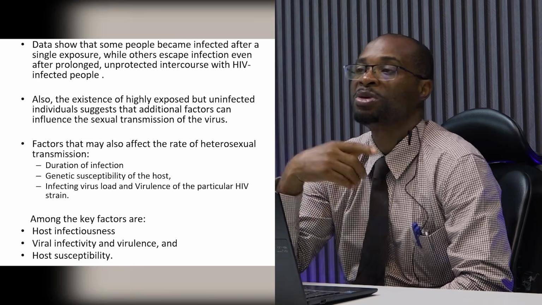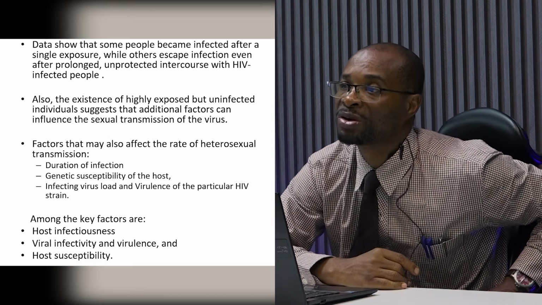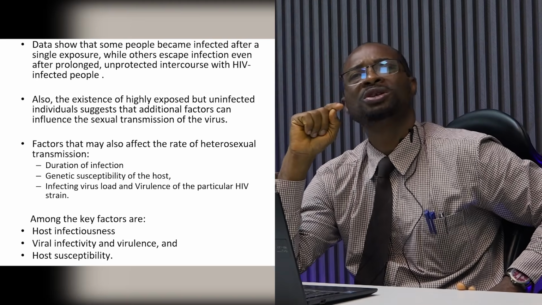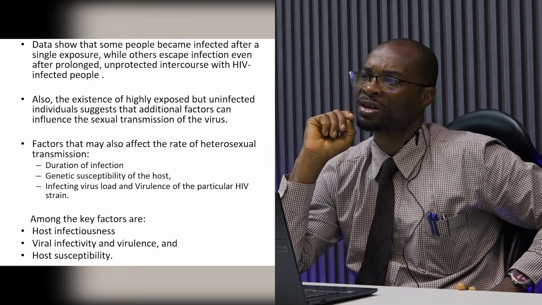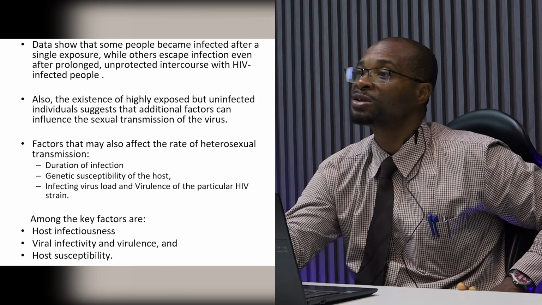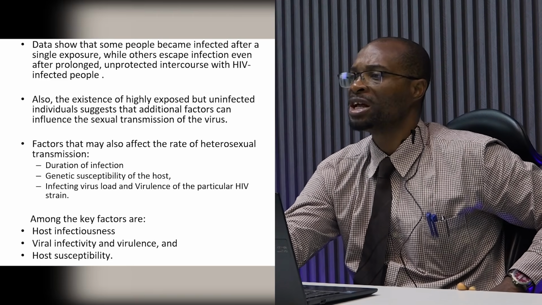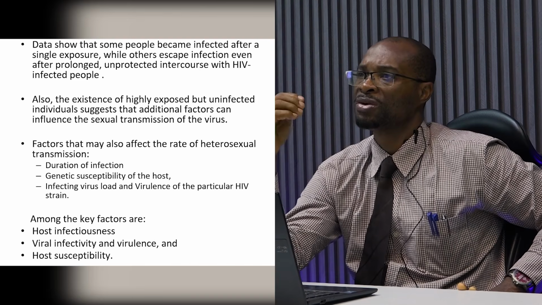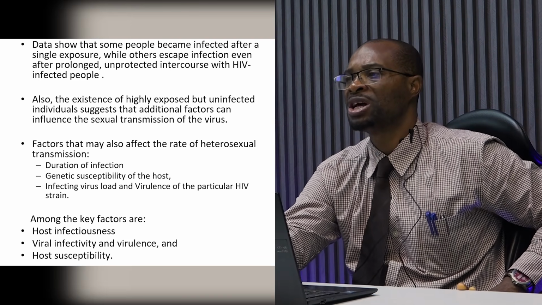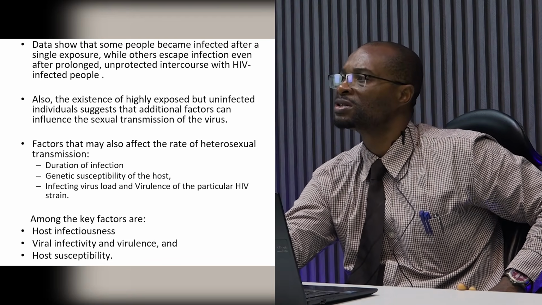So factors that may also affect the rate of heterosexual transmission. One of the factors is the duration of infection. Another factor is the genetic susceptibility of the host. How susceptible is the host to HIV? Another problem is the viral load and the virulence of the particular HIV strain. Like you already know, there are different types of HIV strains. Yes, we have two types, HIV1 and HIV2. But within HIV1 and HIV2, there are different strains, and these strains have different levels of virulence.